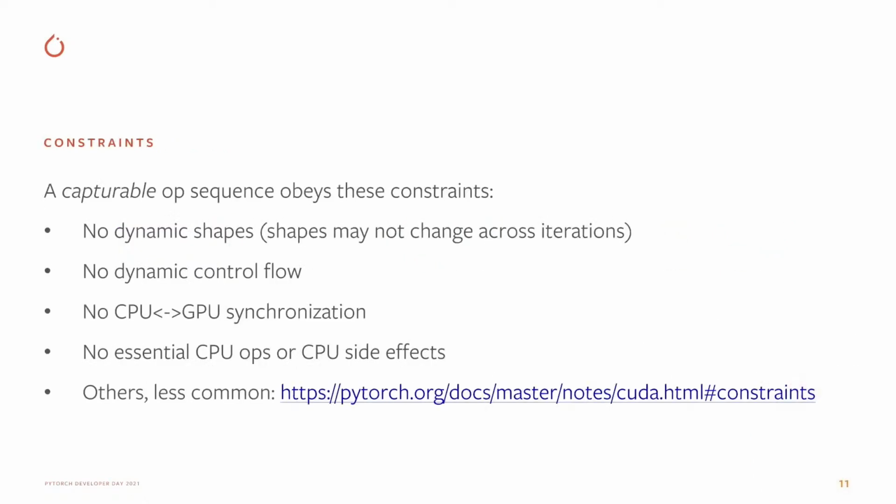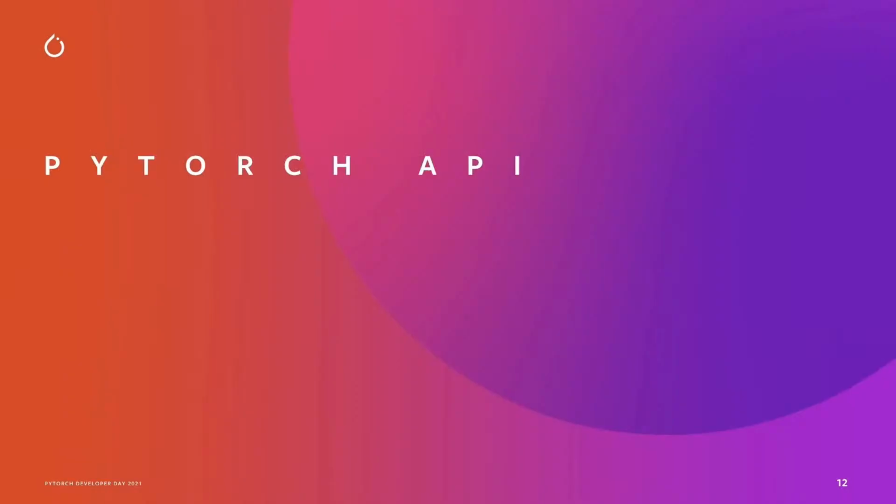Graphs do impose some restrictions. Like I said earlier, the graphed workload must be static. It also must be runnable without needing midstream CPU communication. In practice, this typically means no dynamic shapes or control flow, no sinks, and no essential CPU logic because the graph will ignore it. So how can you use graphs in PyTorch?